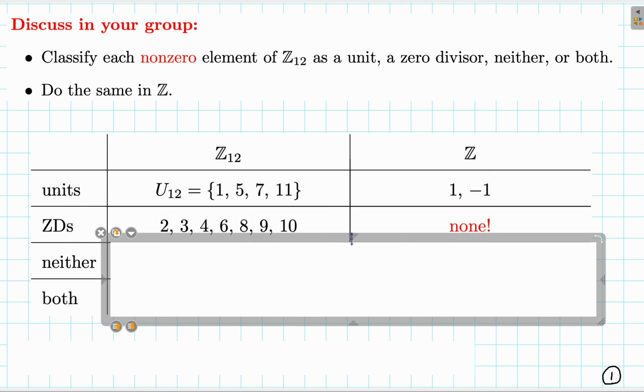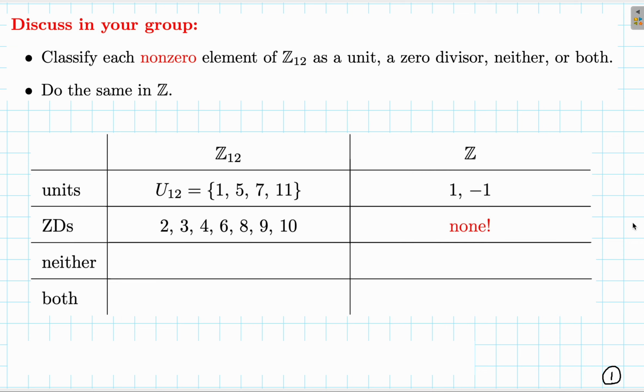Now let's talk about zero divisors. These are rather strange elements of a ring, non-zero elements that multiply together to 0. So in Z12, we have 2 times 6 equals 0, so 2 and 6 are zero divisors. 3 times 4 is 0, so 3 and 4 are zero divisors. 8 times 9, 72, mod 12 is 0, so 8 and 9 are zero divisors. And then 10 can pair up with 6, because 10 times 6 is 0 mod 12, so 10 is also a zero divisor. So these are the zero divisors of Z12.